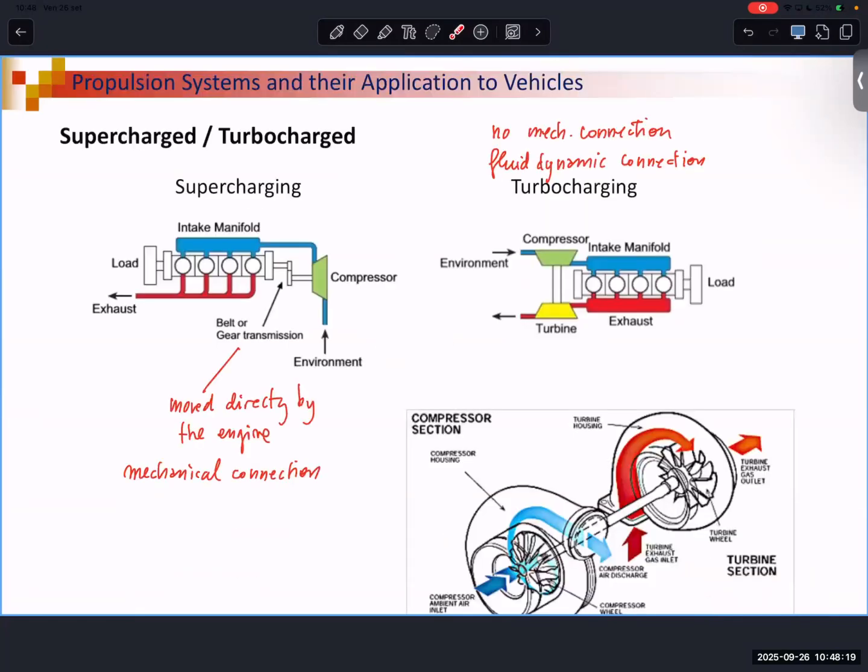So these are the two possible configurations. Which of the two is mostly used, supercharging or turbocharging? Turbocharging. Why? Because the fuel power in the engine has more power. More power. Which of the two is more powerful, supercharging or turbocharging?